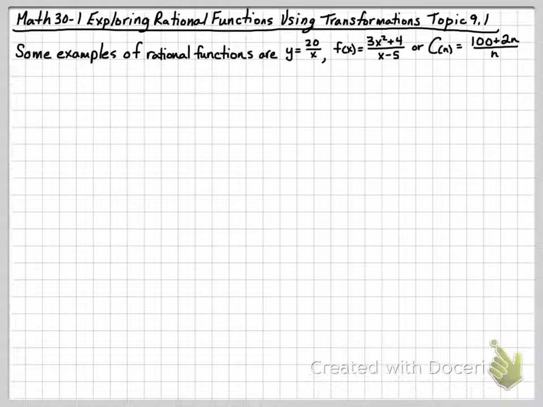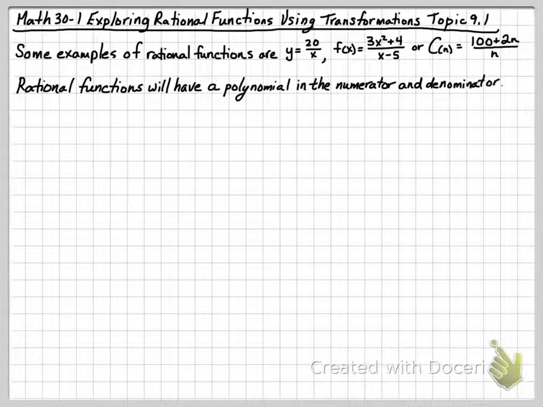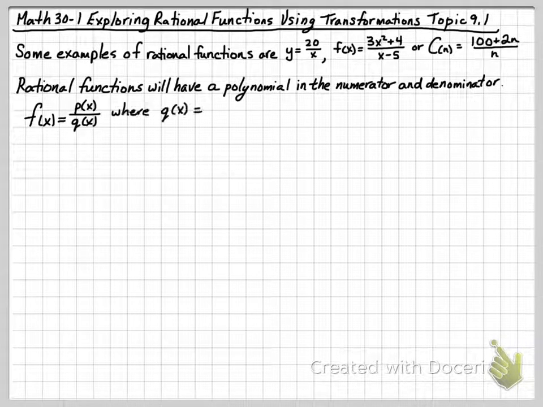You'll notice in all three of these we have a polynomial in the numerator and in the denominator, and that's what we're going to define these as. Rational functions will have a polynomial in the numerator and the denominator, and the definition is f of x is equal to p of x divided by q of x, where q of x cannot equal 0.